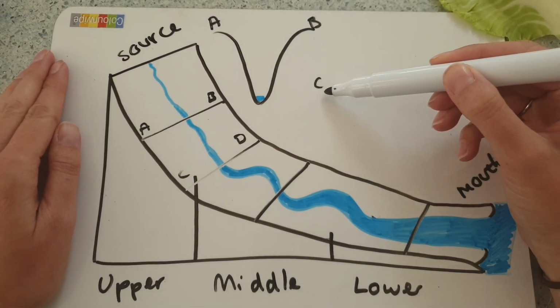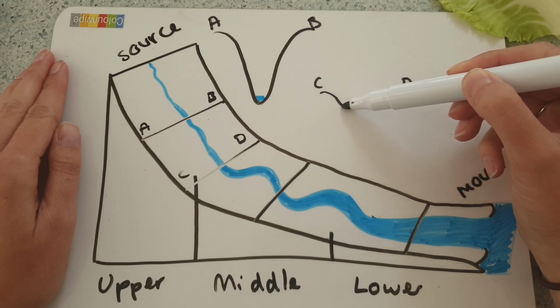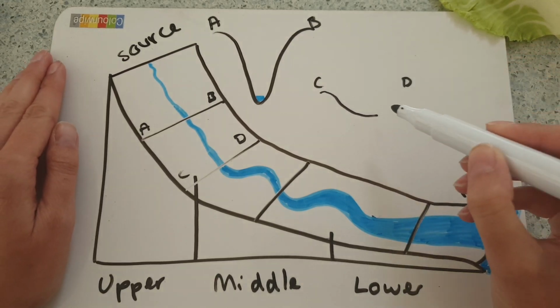So we're still going to have some sort of steepness to our sides, but nowhere near as steep as they were before.